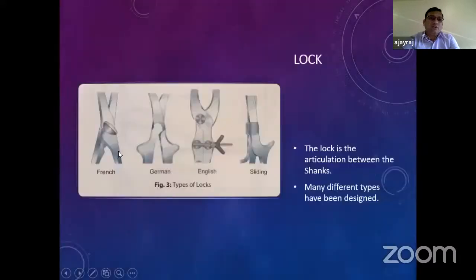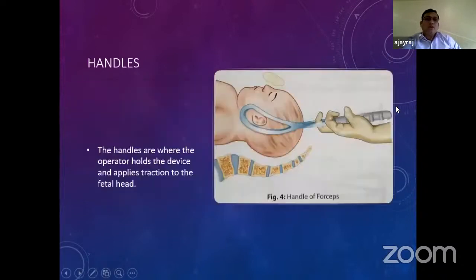Lock. There are four types of lock. Lock is the articulation between the shanks. Many different types have been designed. This is the French lock. This is the German lock, English lock, sliding lock. Handles. The handles are where the operator holds the device and applies traction to the fetal head.